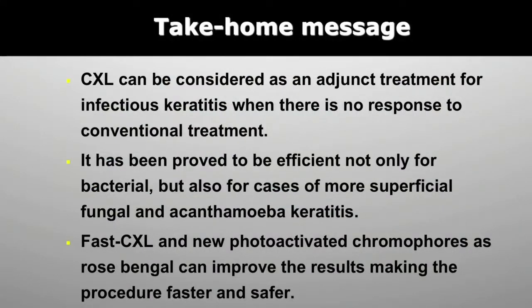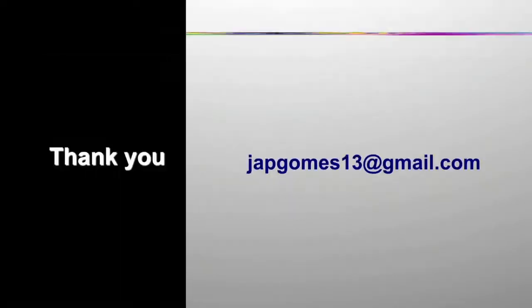So, the take-home message: cross-linking can be considered as an adjunct treatment for infectious keratitis, especially when there is no response to conventional treatment. It has been proven to be efficient not only for bacteria, but also for some cases of more superficial fungal and Amoeba keratitis. Fast cross-linking and maybe rose bengal or other photoactivated chromophores can improve the results, making the procedure faster and safer. Thank you.